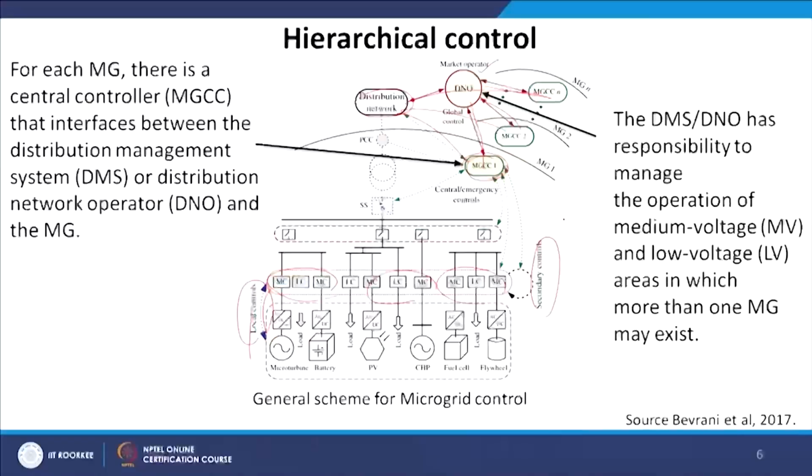Now, for each microgrid, there is a central controller known as MGCC that interfaces between the DMS, distribution management system or distribution network operator, and the microgrid. So, that means the microgrid and the DNO are connected through my microgrid central controller.